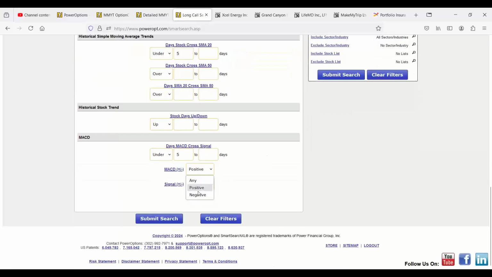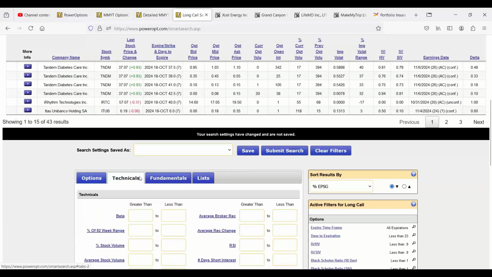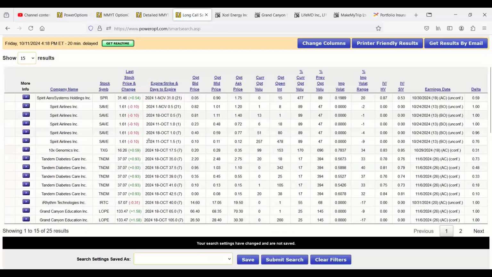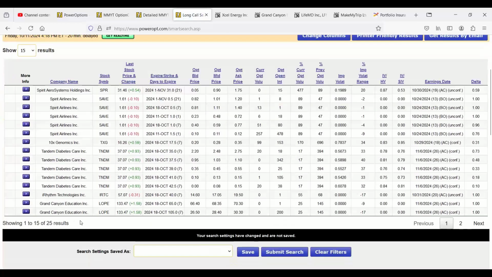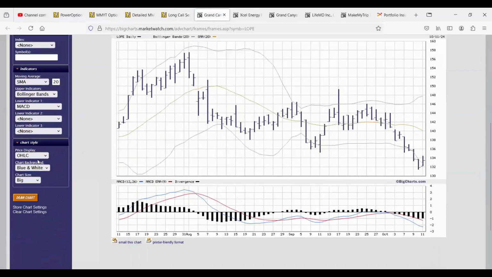Oh, that's why. I apologize, folks. I had changed all of that information. There we go. Now we're back to this. Let's try that again. My apologies. Let's go back to an RSI of less than 30. I was wondering why nothing was coming up. All right, there we go. Okay, so most of the results are still there. Let's take a look at Grand Canyon Education, now that we've added the RSI back in.